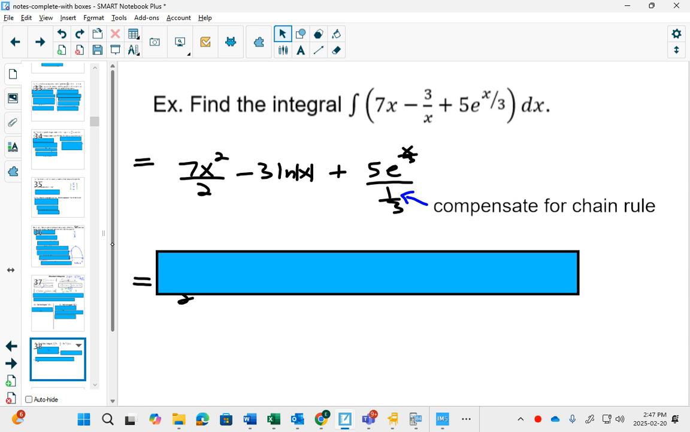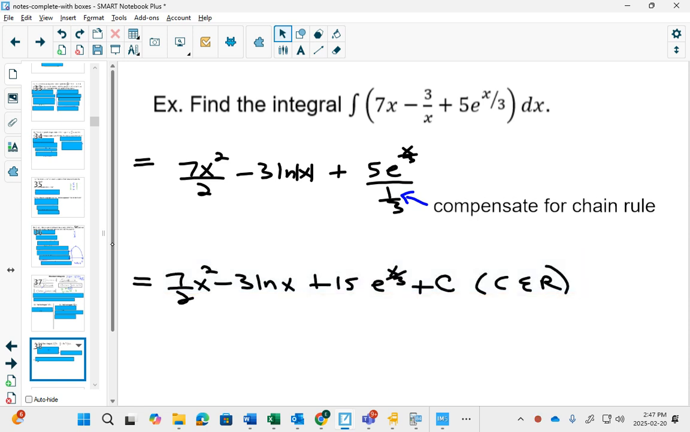And then I forgot the plus c here, so when I simplify it in the end, I'll write the plus c.